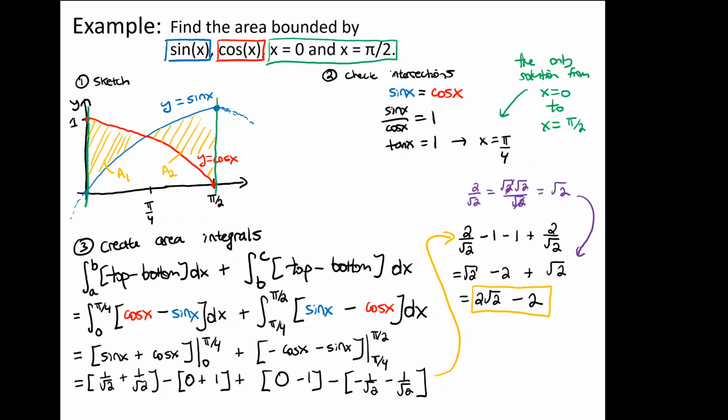Also, a neat thing is, if you had a really high quality picture, you could tell that the area from 0 to pi over 4 is the same as the area from pi over 4 to pi over 2. So a shortcut would be to find the integral from 0 to pi over 4 of cos of x minus sine of x, that's the area for the first region, and just double it, multiply it by 2. And if you look carefully at what we have here, that's exactly what you would find. Neat, eh?